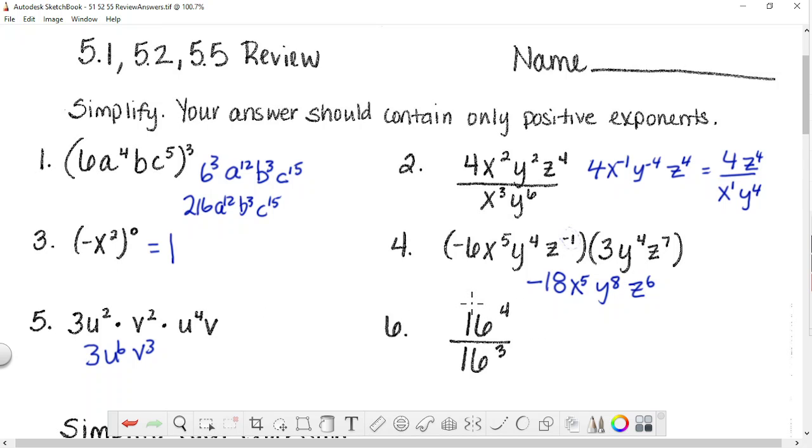Okay, go on to number 6. We have the same base. Now this time it's a number, 16. But it's the same base, and so we subtract exponents. So the exponent is 4 in the numerator, 3 in the denominator. 4 minus 3 is 1. So you could write it 16 to the 1st power. Of course, you could just write 16. Okay. Let's go on.